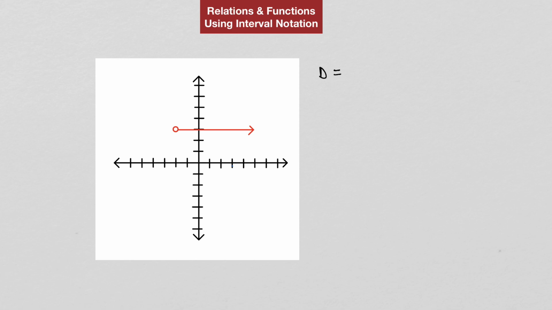So the domain is going to equal, now we're going to look along the x-axis, and the leftmost point is negative 2. So we're going to open it up with an open parenthesis because the negative 2 is an open circle. So we're going to write negative 2, and it goes all the way to the right, and it never stops, so it goes into infinity. So we're going to write the infinity sign. And the rule with infinity is that it goes with the parenthesis. So we're going to close that off with a closed parenthesis.